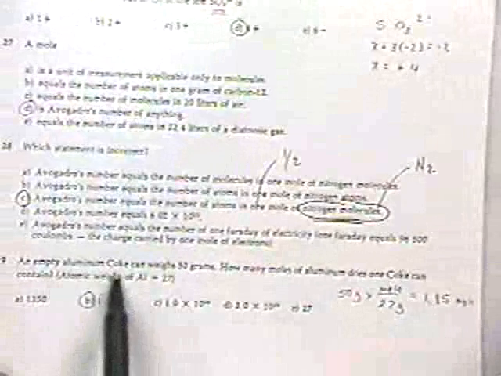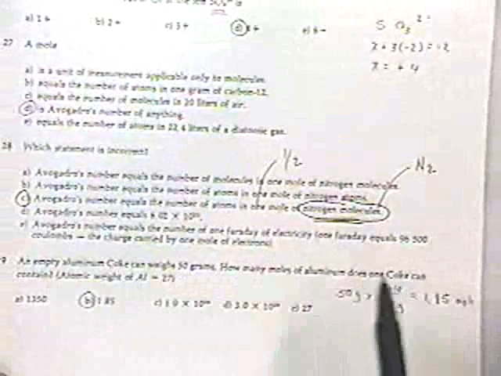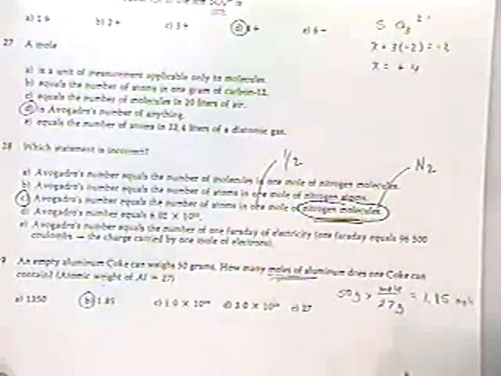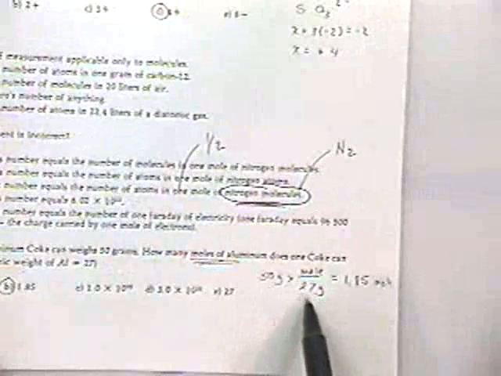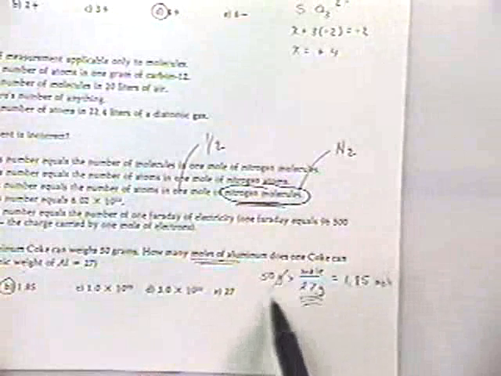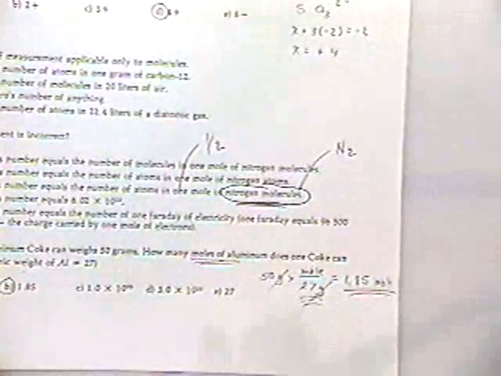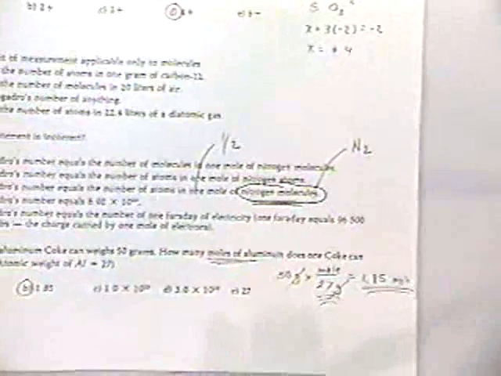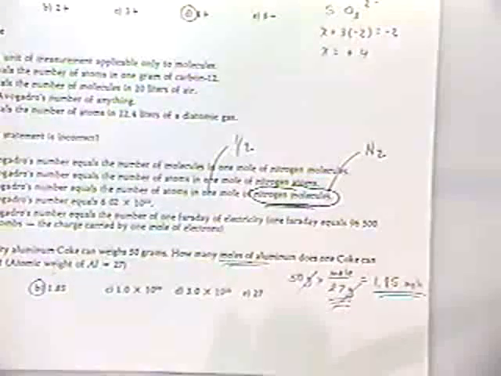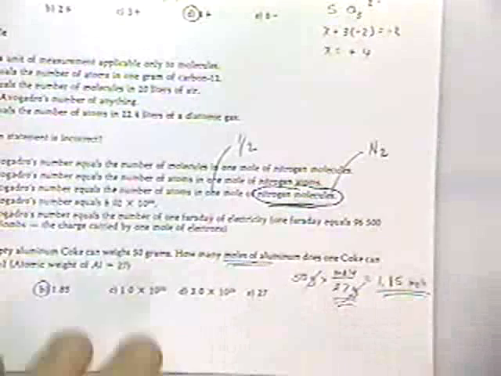Okay, here's an example using molecular weights. We have an empty Coke can that weighs 50 grams. It's made out of aluminum. How many moles are in this Coke can? Well, the atomic weight of aluminum is 27, meaning there's 27 grams in a mole. I've got 50 grams. Cancel out the units. So there's 1.85 moles of aluminum in a can. And think about Avogadro's number, and there's a lot of aluminum atoms in that aluminum can.